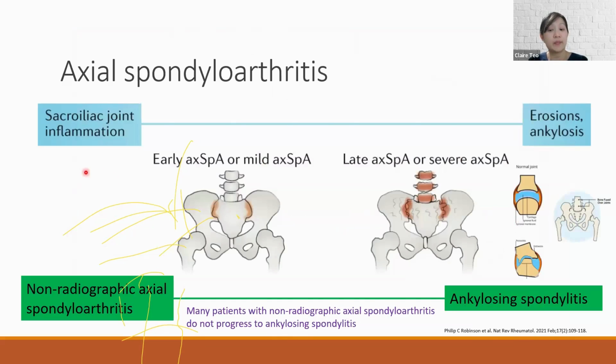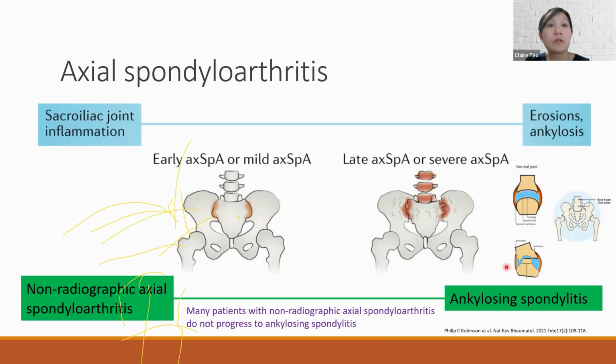So in this diagram, again, the spectrum of axial spondyloarthritis is shown extending from early or mild disease on the side involving the sacroiliac joints through to more severe or late disease with erosive damage in the sacroiliac joints. This diagram is just meant to show the spectrum, but it doesn't imply that there's early or mild disease or late severe disease. It's just that there's a spectrum, and to let us know that this concept exists.